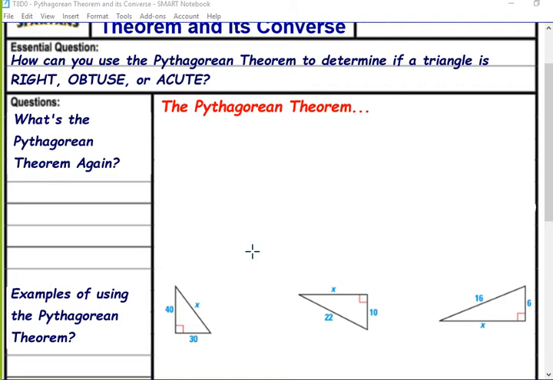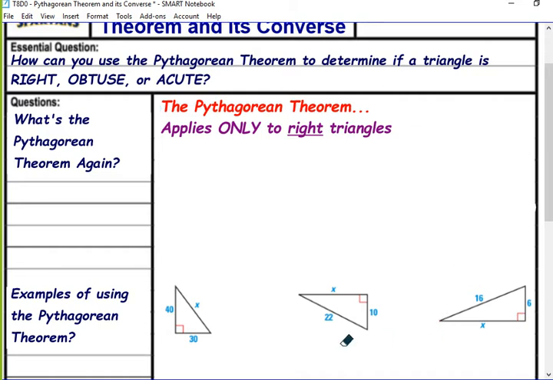Let's first talk about the Pythagorean theorem and just remind ourselves what it is, and let's work some examples to make sure you remember what the Pythagorean theorem is all about. Remember, the Pythagorean theorem applies only to right triangles. No matter how you see it used today, please understand the Pythagorean theorem will help us find missing sides of right triangles.